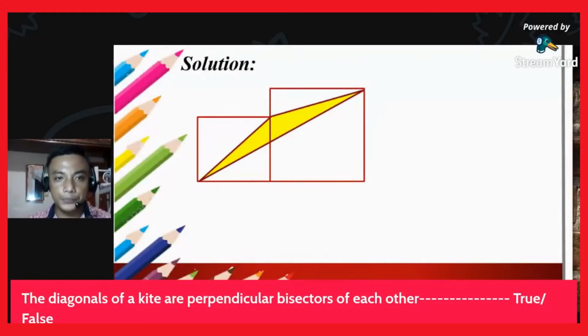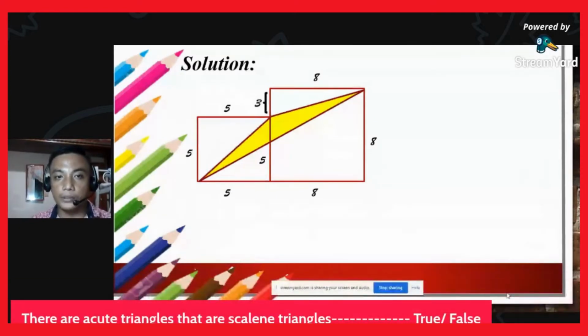As the problem says, the measure of two squares is 5 centimeters and 8 centimeters. Now, what do you think is the measure of this side? It's actually 3 centimeters. As you look on the figure, how many unshaded triangles can be formed? So we have triangle A, triangle B, and triangle C.